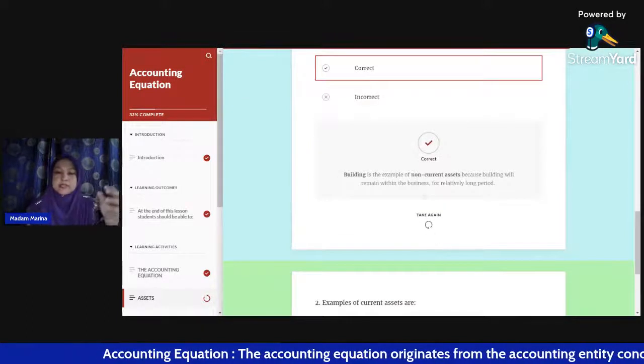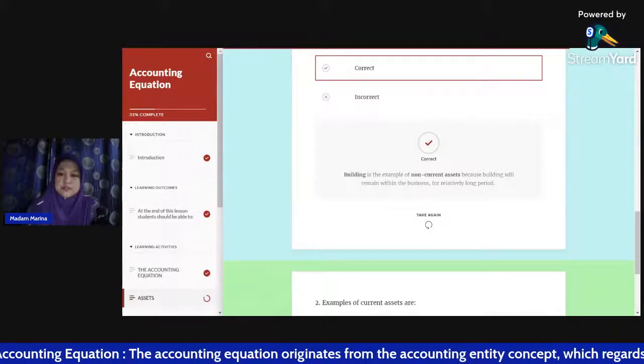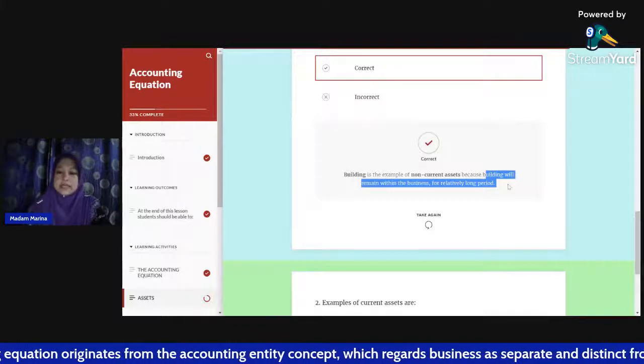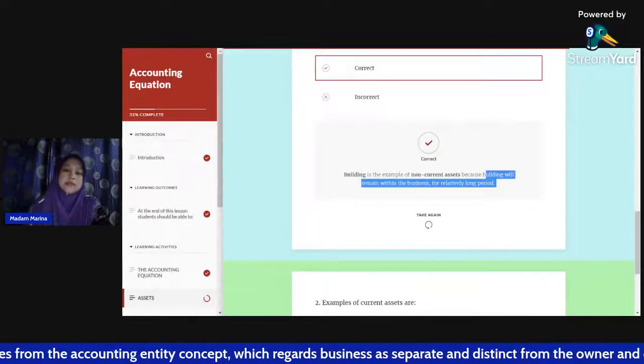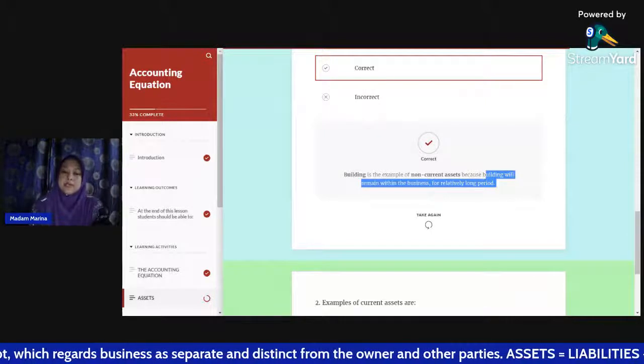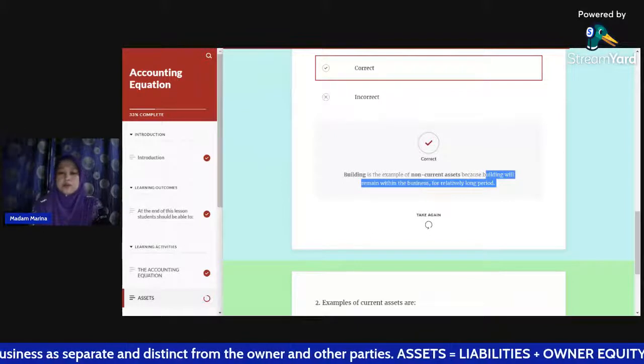Okay, building is an example of non-current asset because building will remain within the business for a relatively long period.